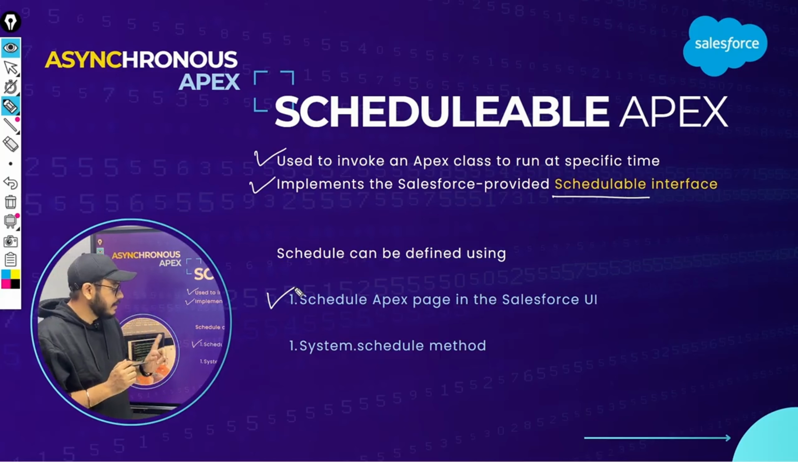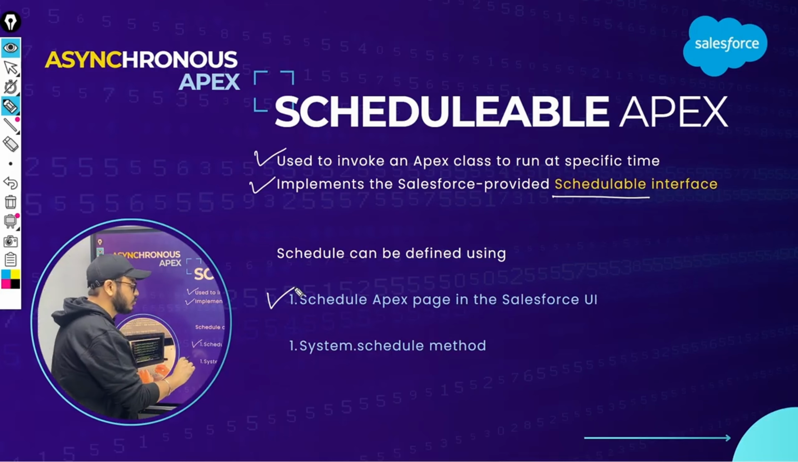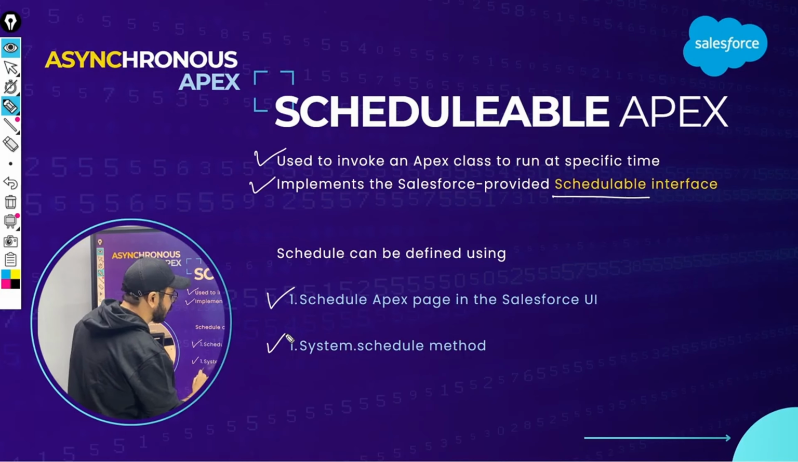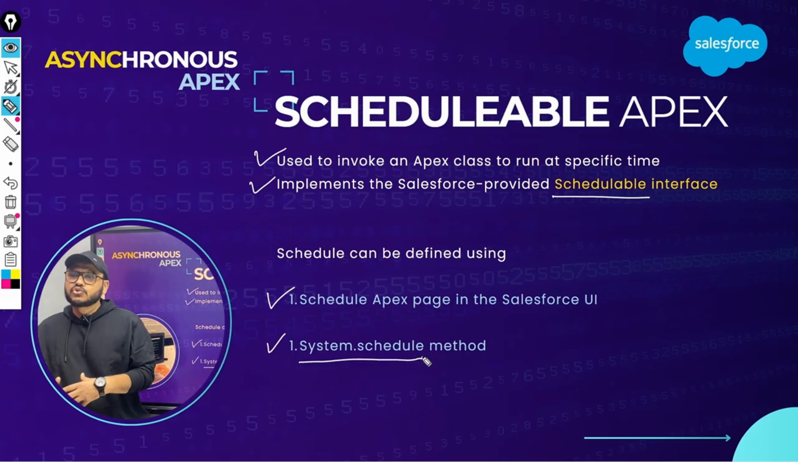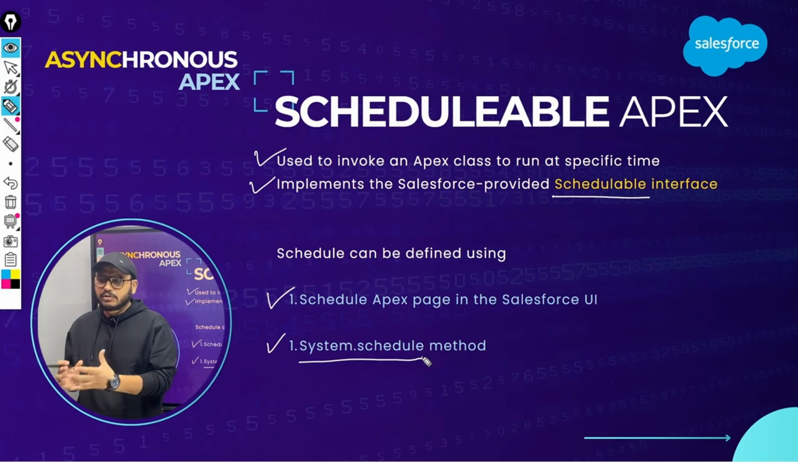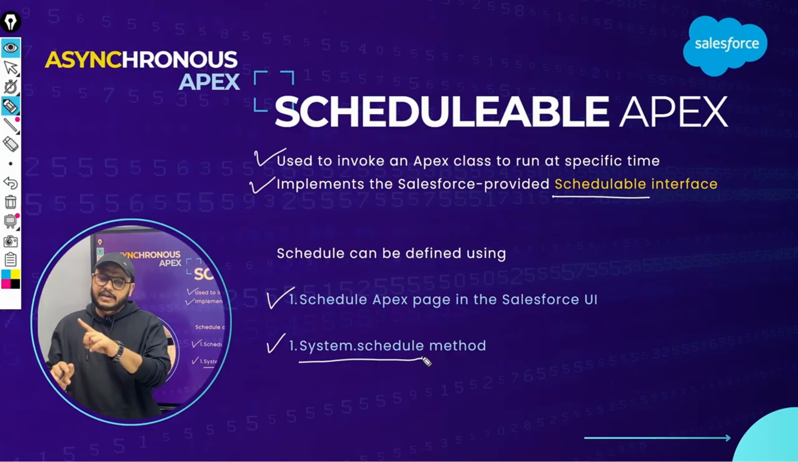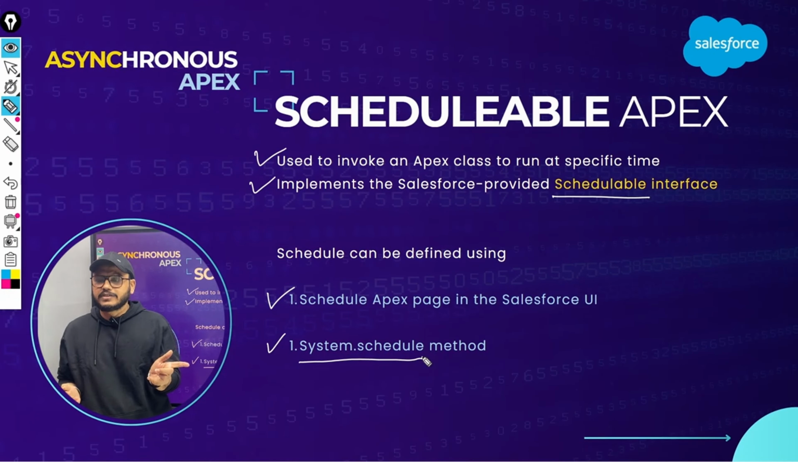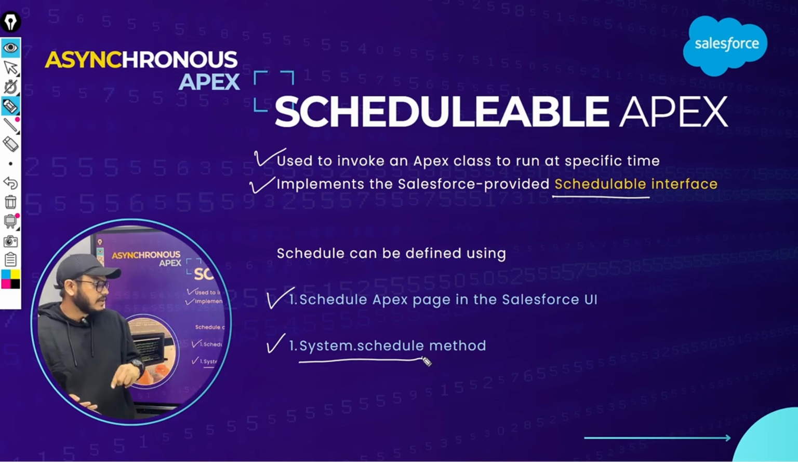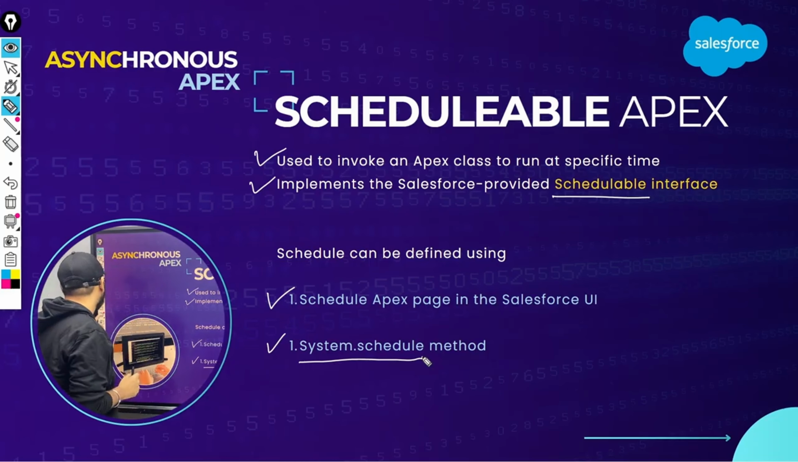All right. And the other option, if you want greater control, is to use a method called system.schedule. The system.schedule method allows you to define your own schedule the way you want. So there are two ways. You define your schedulable Apex, and after that you define the schedule, either through the user interface or using the system.schedule method.